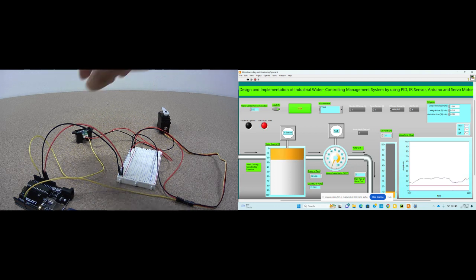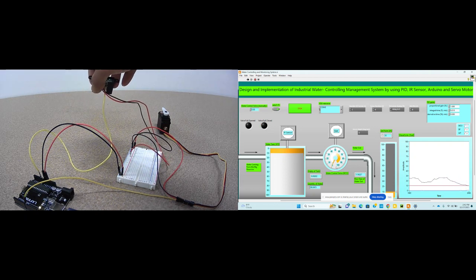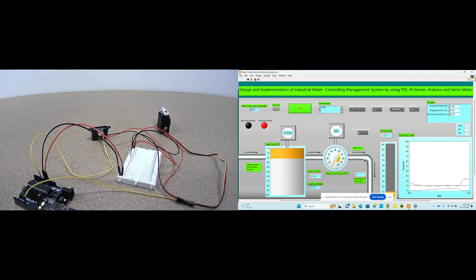Again we can see, right now if it goes to 91, then it tries to open a bit. Yeah, so in that way our project is working. I tried to develop the front panel as easy as possible for the operator so that anyone can understand. If anyone doesn't have any engineering knowledge, he can also see our front panel and easily understand what's going on and what he has to do here. So that's our project basically.